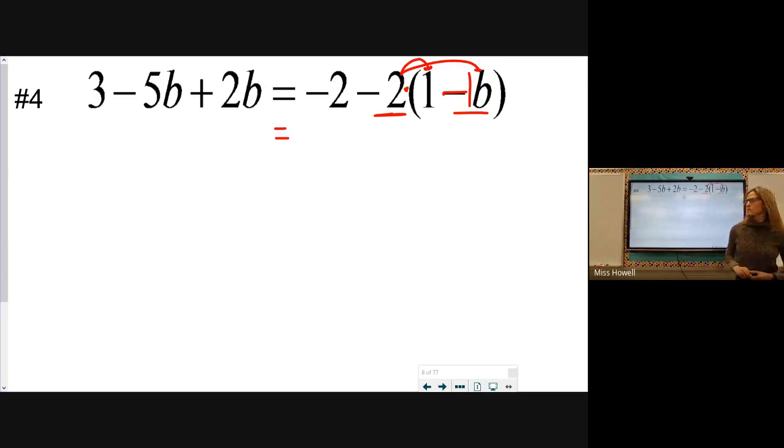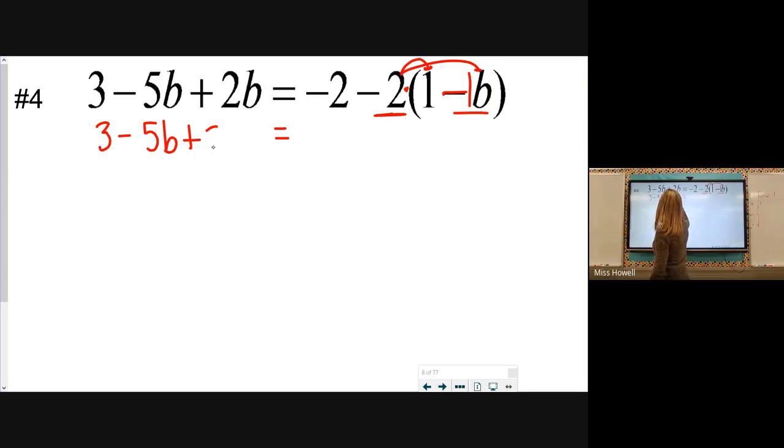Over here, we have a negative 2, and then we have to expand using the distributive property by taking the negative 2 and multiplying it with the 1 minus 1b. The negative 2 times 1 would give us another negative 2 here, and negative 2 times a negative 1b would actually give us a plus 2b.